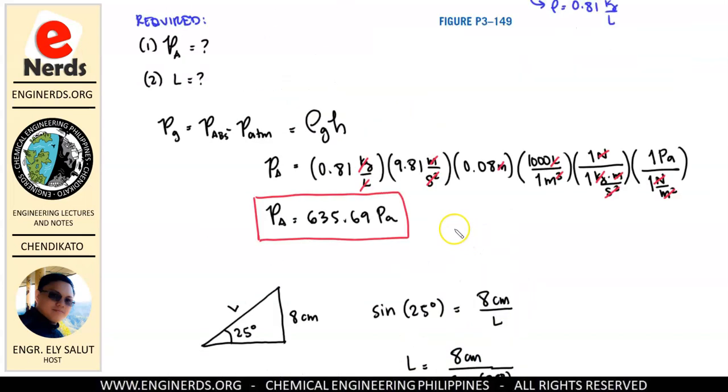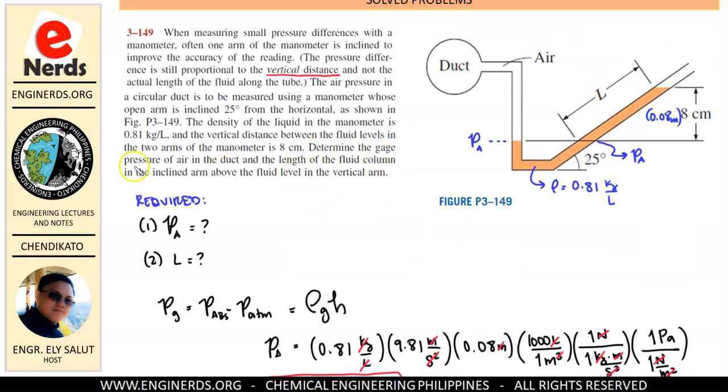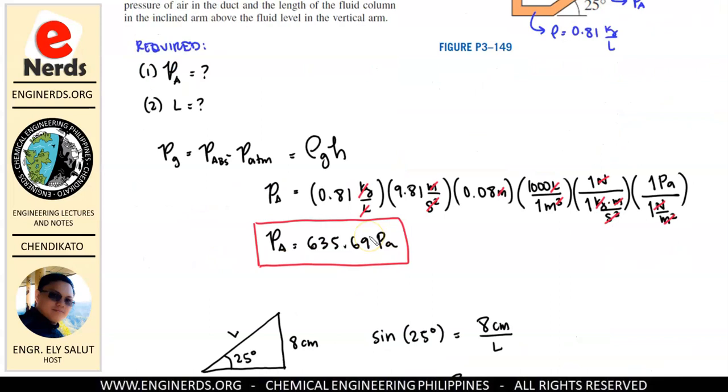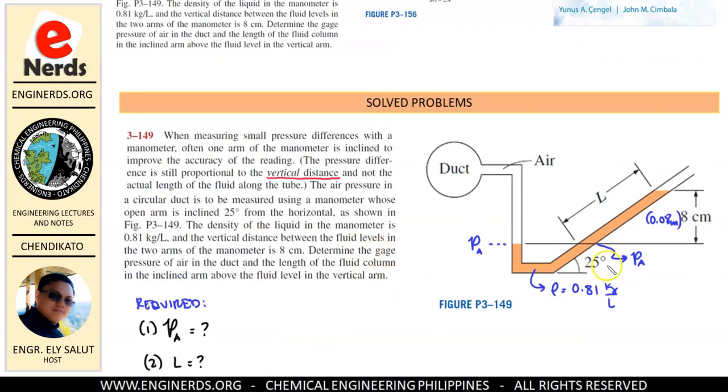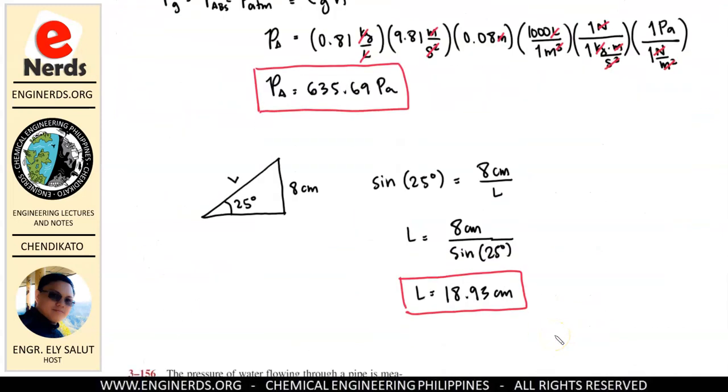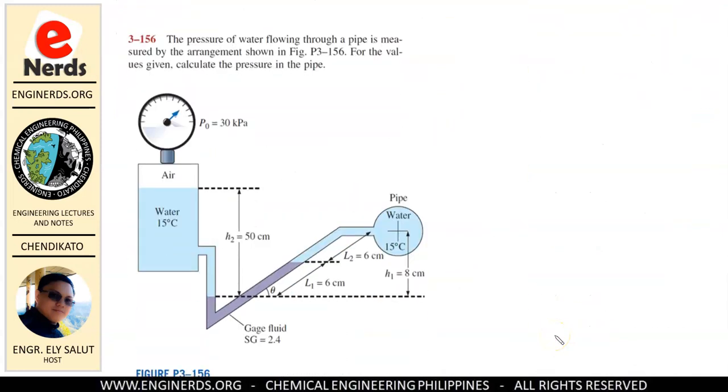So nakuha na natin yung pressure, okay, the gauge pressure of the air in the duct and the length of the fluid column. So basically, hindi naman ganun kahirap tong problem na to, but we need to emphasize here that our concern is the vertical distance, hindi itong length, okay, ng ating actual length ng ating fluid here. Okay, so when we are calculating for the pressure, our concern is the vertical distance. Okay, so now let us have another problem.